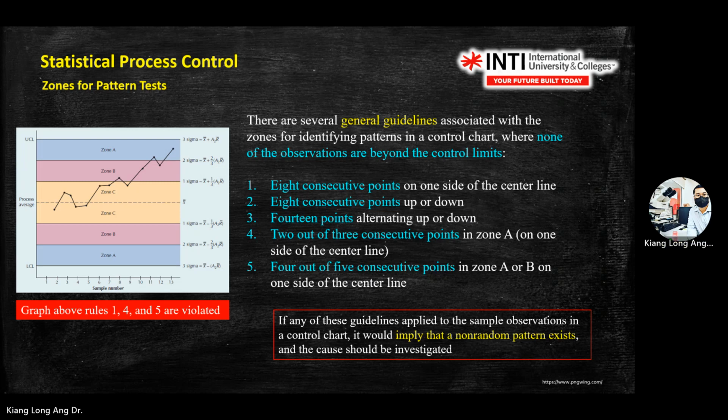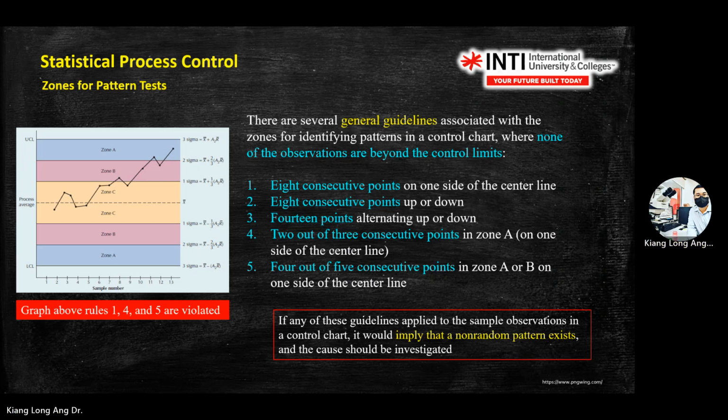Okay. So if you look at the example, this graph violates rule number 1. As you can see, more than 8 points are on one side of the center line. Rule number 4 is also violated. You have 2 out of 3 consecutive points in zone A.